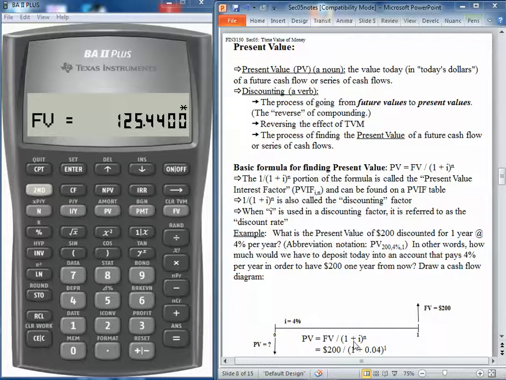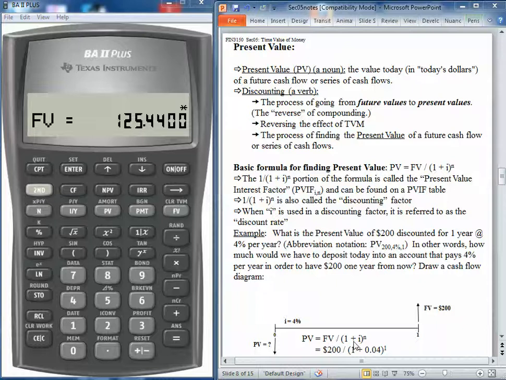In the last two sections, we've talked about taking present value dollars or today's dollars and compounding them into the future. Now let's look at this process in reverse. Now you might ask yourself, why do I care about the present value?